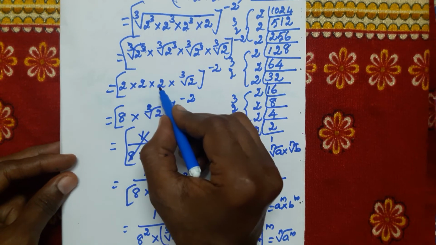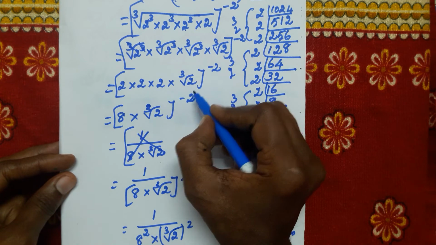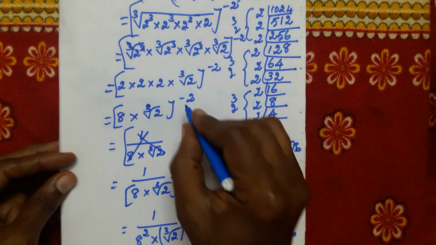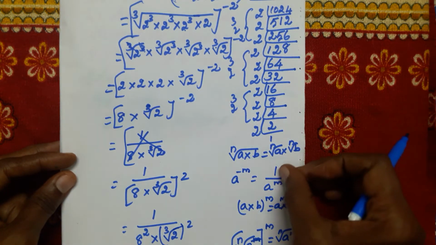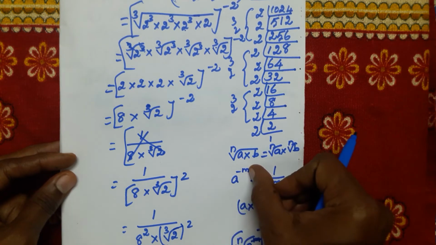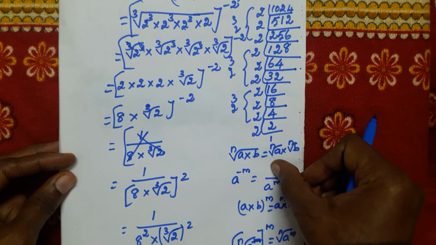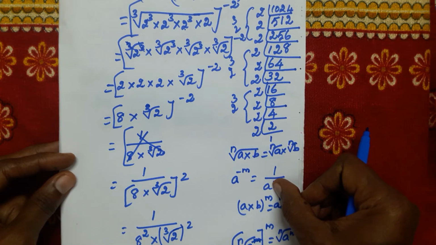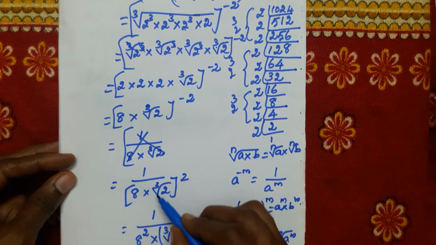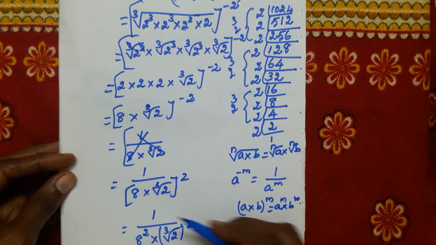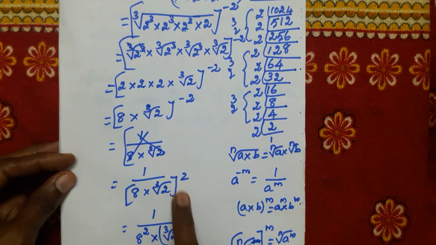Now 2 2's are 4, 4 2's are 8, into cube root of 2 the whole power minus 2. Again here power is minus. Negative power coming means we can use this law: a power minus m is equal to 1 by a power m. So we can write that 1 by 8 into cube root of 2 the whole square.